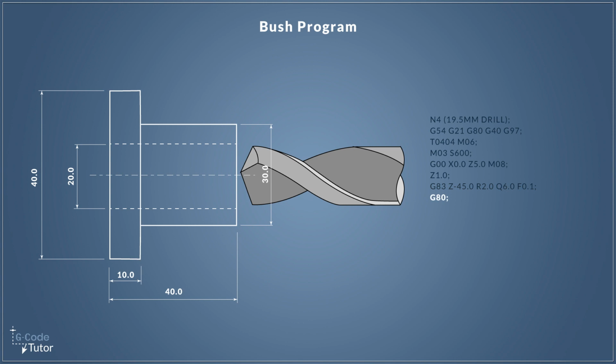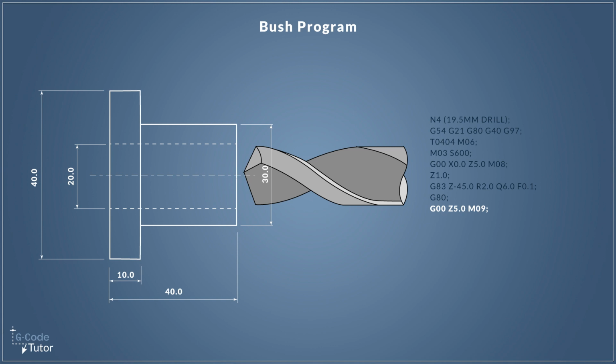Because the G83 is a cycle, we have to cancel that cycle with G80. Otherwise, the machine will still think that as we plot points in the machine, it's still doing a cycle. And this is another reason why we add the G80 to the safety line. If we happen to stop the machine during that peck cycle and then maybe switch to the roughing cycle, it would still think it's involved in a cycle. So we always add G80 at the beginning of each sequence just so that doesn't happen.